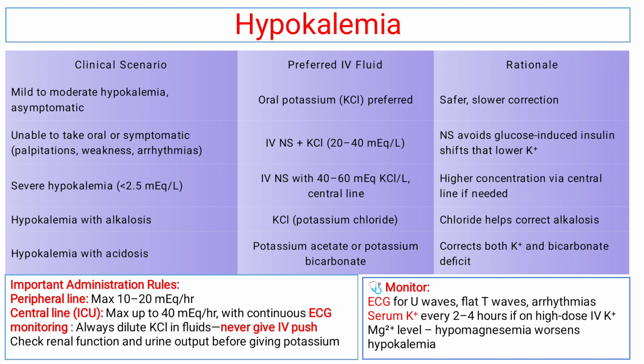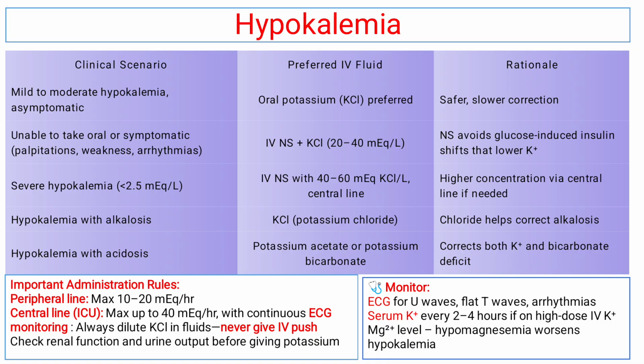Just remember one thing, in peripheral line, maximum potassium that can be given is 10 to 20 milliequivalent per hour. If the patient is on central line, then we can increase it up to 40 milliequivalent per hour with continuous ECG monitoring. We should always dilute the potassium chloride in fluid and we should never give it as an IV push. We should always check renal function and urine output before giving potassium.